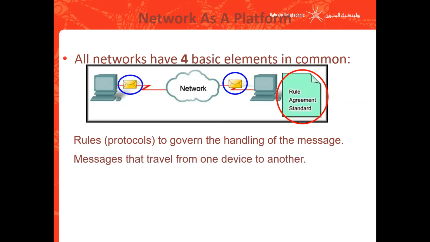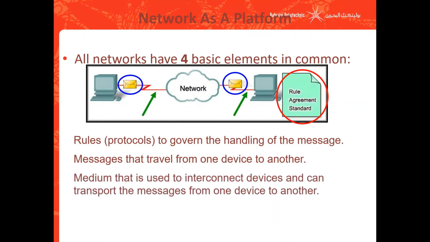The second thing is I should have a message that I am trying to send from one device to another. So the email that I'm trying to send is considered a message in this case. Or maybe if I'm trying to send a file to someone, that would be considered a message in this case. I'm trying to send something over the network to the other person, and that is basically considered the message. So that's the second one. The first one is rules, the second one is messages, and the third one is medium.